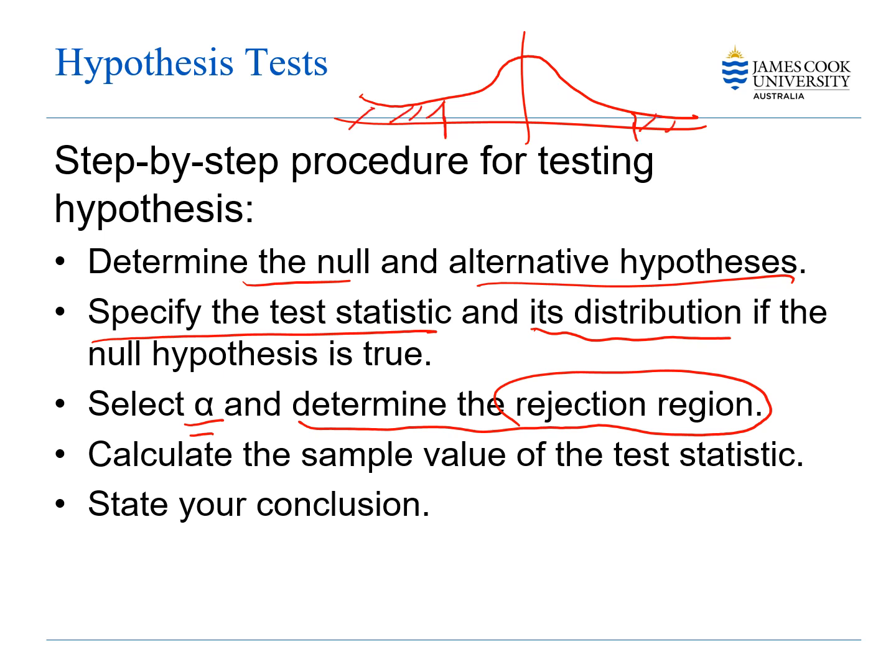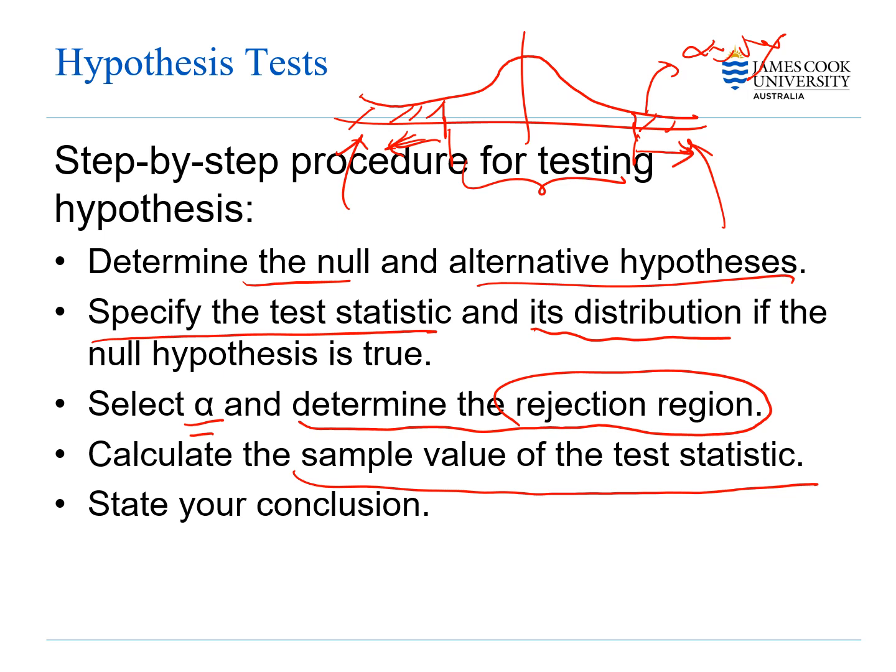So this shaded area is 5%, suppose alpha is 5%. Then any value lower than negative tC or higher than positive tC, we reject the null hypothesis. That's the rejection region. Then calculate the sample value of the test statistic to see whether it falls into this region or this region. Okay. Then state the conclusions.